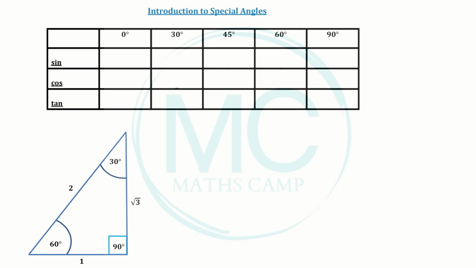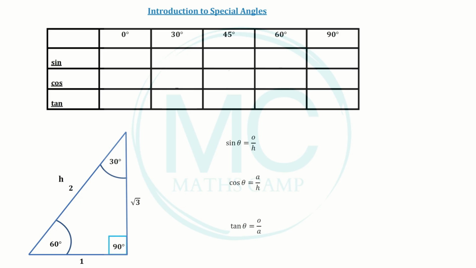From SOHCAHTOA, we know that sine theta is equal to the opposite over the hypotenuse. Cos theta is equal to the adjacent over the hypotenuse. And tan theta is equal to the opposite over the adjacent side. From our previous videos, we know that the hypotenuse of a triangle is directly opposite the 90 degree angle. So let's put an H on our diagram for hypotenuse.